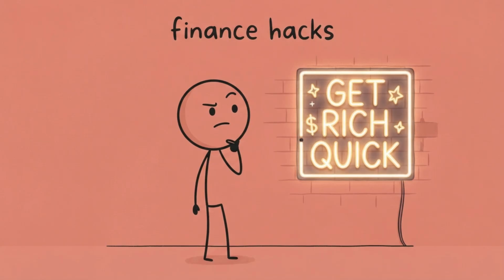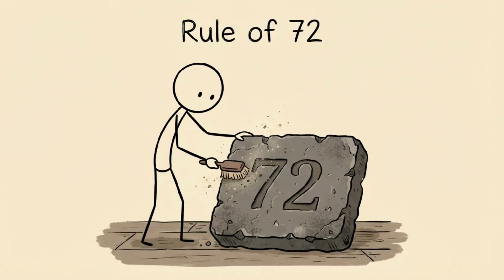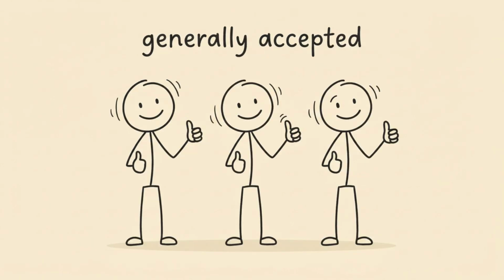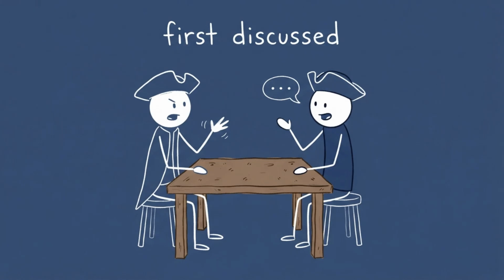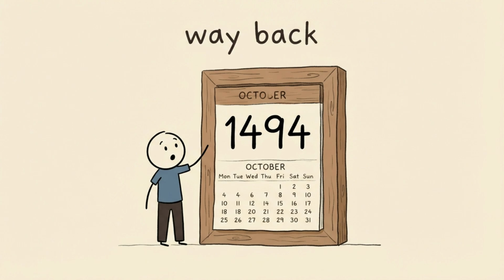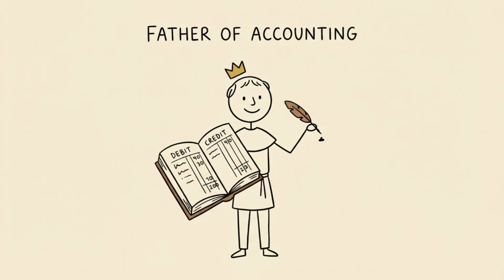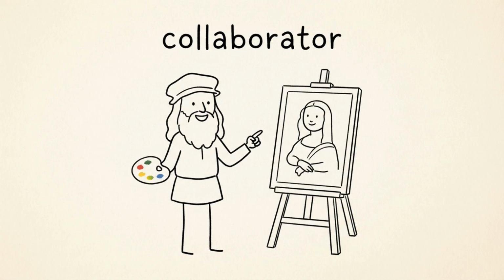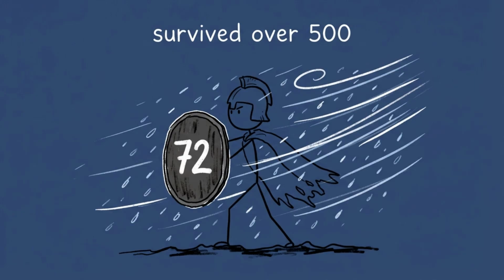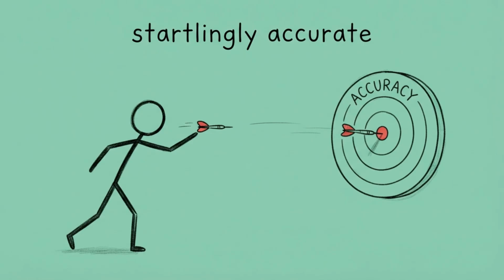Unlike a lot of modern finance hacks that were cooked up by computer algorithms, the Rule of 72 is old. Like really old. It is generally accepted that the rule was first discussed by a man named Luca Pacioli in his monumental work Summa de Arithmetica, way back in 1494. If that name sounds familiar, it's because Pacioli is known as the father of accounting and was a close friend and collaborator of Leonardo da Vinci.